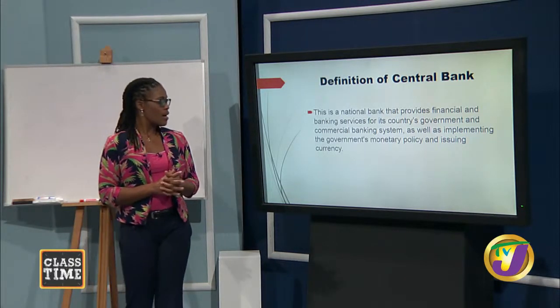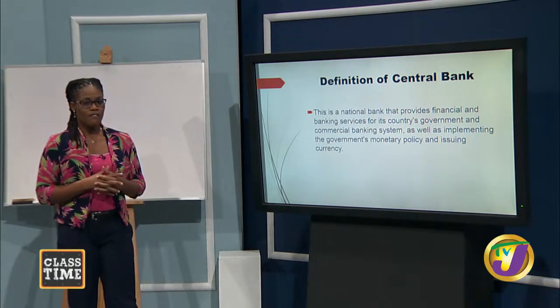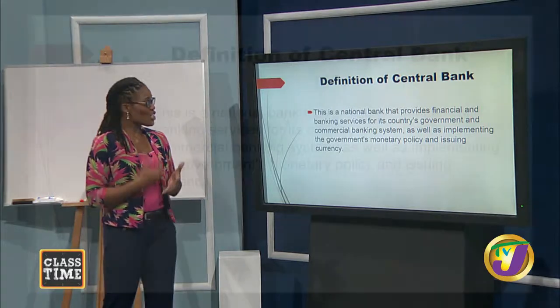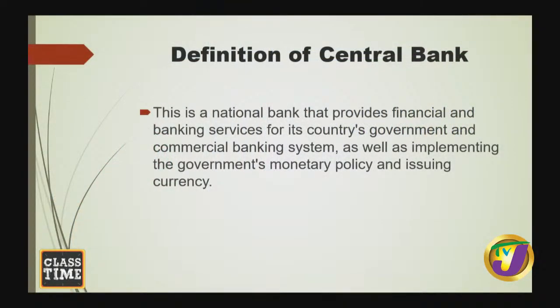Now, definition of the central bank. What is a central bank really? Now, this is a national bank that provides financial and banking services for its country's government and commercial banking system, as well as implementing the government's monetary policy and issuing currency. So our currency is issued by the central bank, Bank of Jamaica, right?